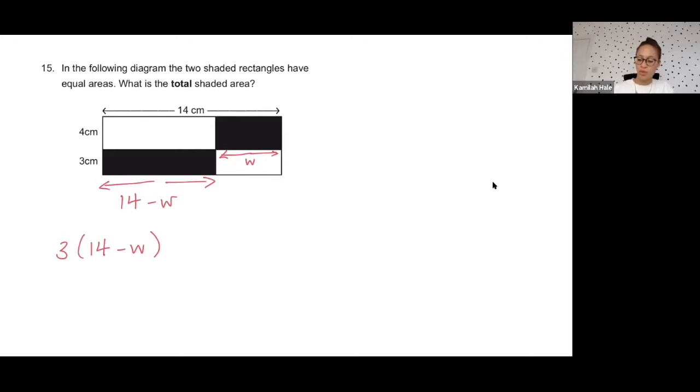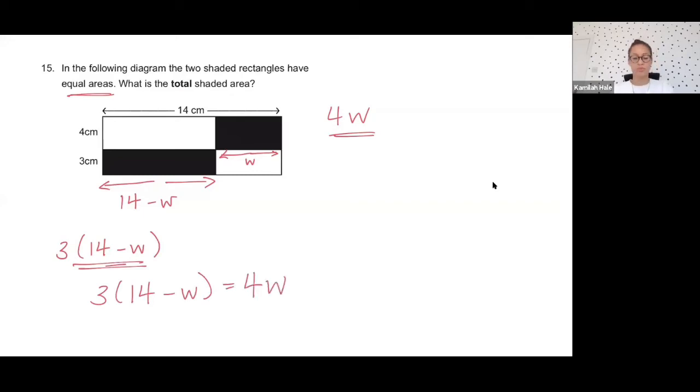I would do 4 times W, also known as 4W. So the area of this one is 4W. Now the question tells us they have equal areas. So if this is the area of one and this is the area of the other, they must equal each other. So we get 3, open brackets, 14 minus W, equals 4W.